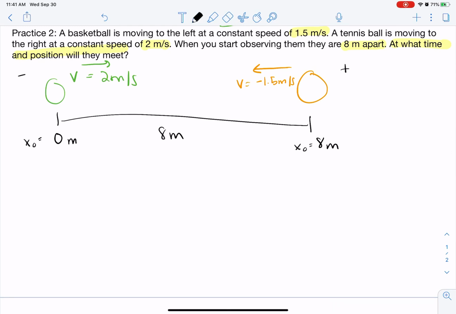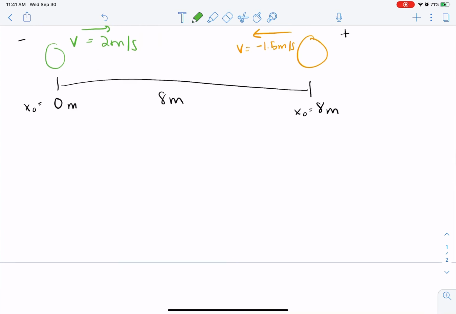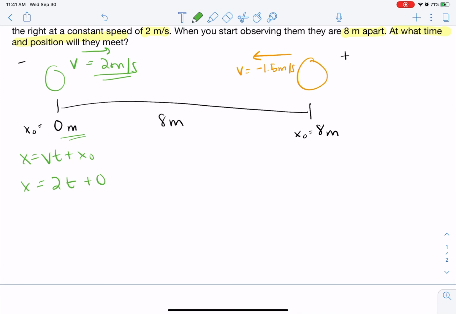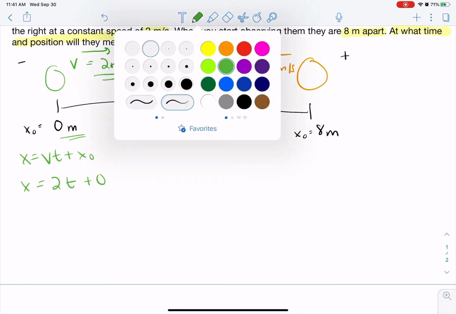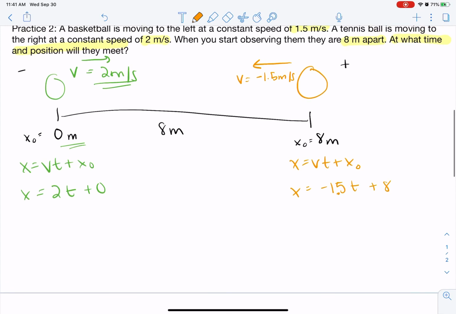All right. So now we have the velocity and starting position of both of these objects. So we're going to make an equation. Remember, our general equation is x equals vt plus x naught, but I'm going to plug in for my v and my starting position. So I get x equals 2t plus 0. Okay? And I just got rid of the units. I'm going to put them back in the end. Then for my basketball, I have, again, x equals vt plus x0, and I get x equals negative 1.5t plus 8.